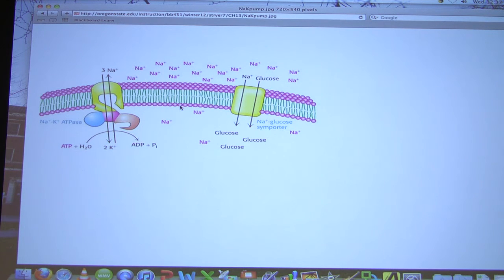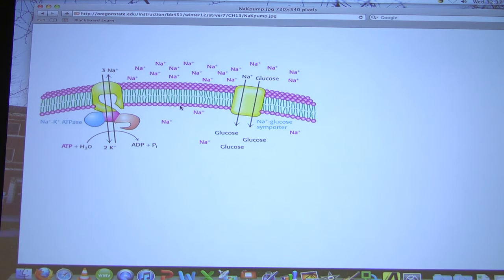Concentration of sodium is getting high. What did I tell you to start this about the concentration gradient in terms of energy? There's potential energy there, right? We have a high concentration of sodium outside the cell. Does sodium want to come inside the cell? Yes, it does. Okay? That's an energy source.